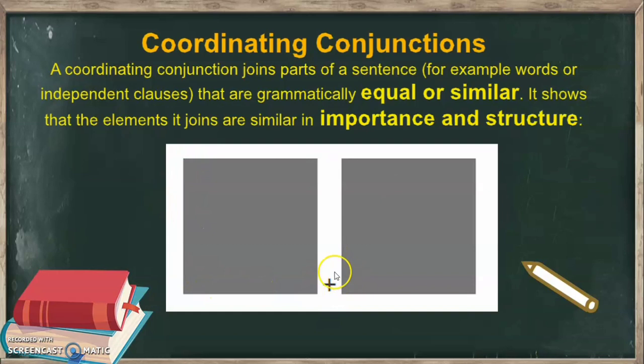Look at this plus sign here and think of it as the coordinating conjunction. This coordinating conjunction joins these equally sized square boxes. So they are the same, they are equal. In this kind of sentence, we should use a coordinating conjunction.